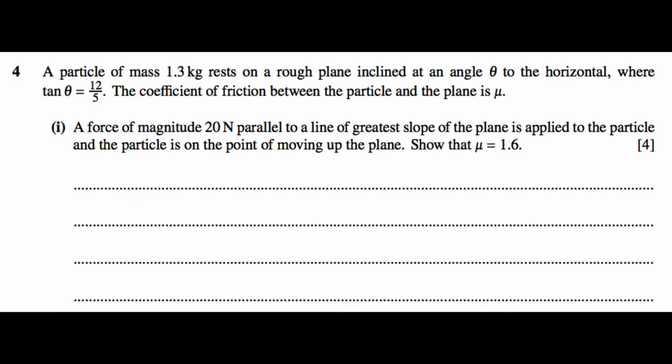Question 4. A particle of mass 1.3 kg rests on a rough plane inclined at an angle theta to the horizontal, where tan theta equals 12/5. The coefficient of friction between the particle and the plane is mu. Question I: a force of magnitude 20 Newtons parallel to the line of greatest slope of the plane is applied to the particle, and the particle is on the point of moving up the plane, so that mu equals 1.6.